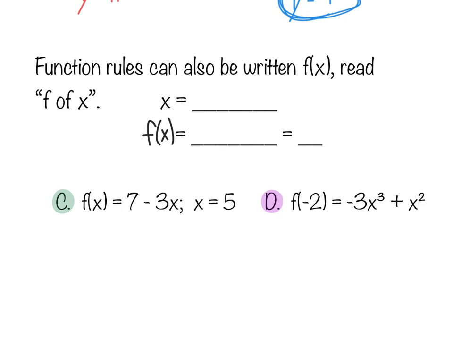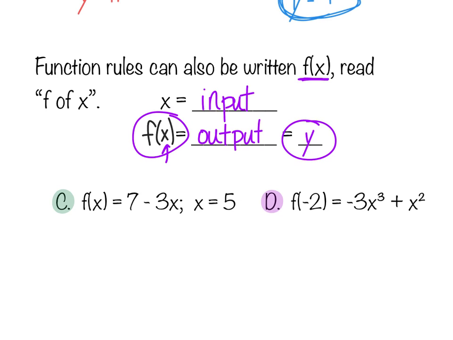All right, so function rules can also be written as f of x, which is read f of x, just like it says there. So when you see f parentheses x, that's f of x. And that's just another way of representing the y variable. F standing for function, and then the x is telling you that that's the input, right? X always stands for the input. So when you put it in parentheses like that, that shows you that that's what the input is. So f of x is just another fancy way of saying the output, or the y variable.